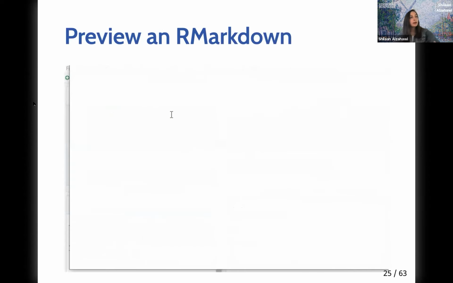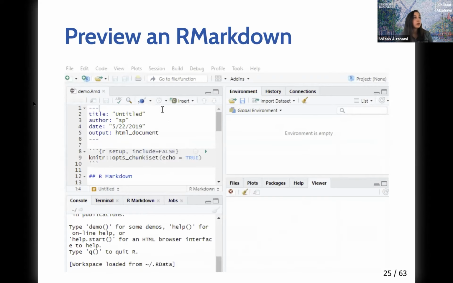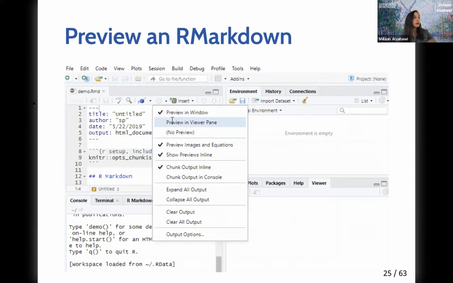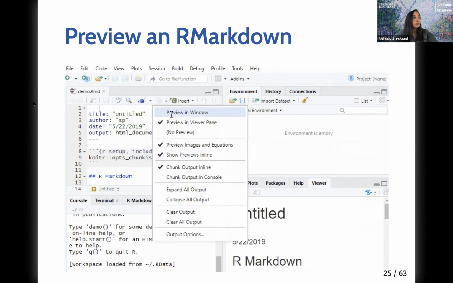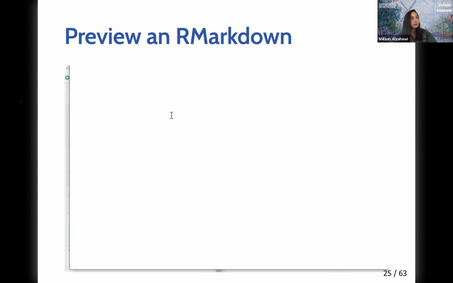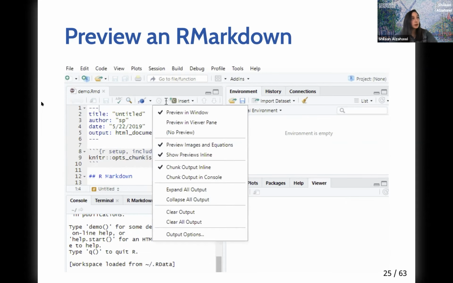So this is how you can preview an R Markdown. When you're in the R Markdown itself, you can click that little wheel over there and click preview in window, or in your viewer pane. And that way you can preview what your knitted document will look like.